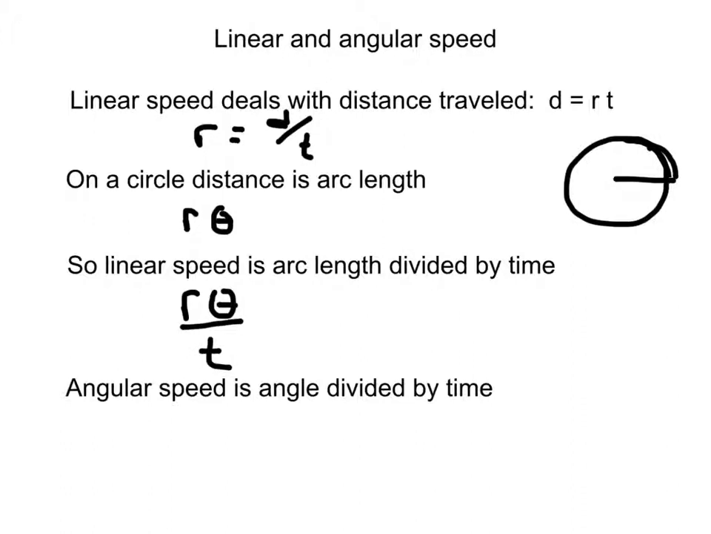Angular speed is the angle divided by time, so it's just theta over t. So how many radians per second? It's radians per second because it's angular and linear speed, and we deal with arc length.